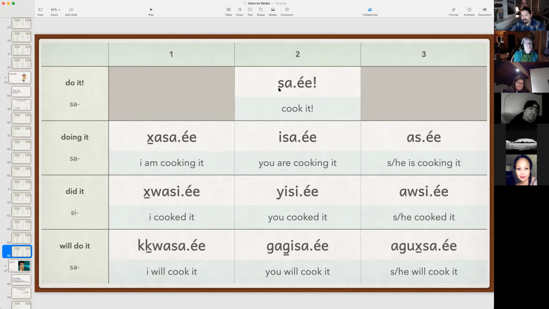So Tlingit, it's a very predictable language. There's lots and lots of pieces, but it's very predictable. You just got to learn what these pieces are and how they start moving when we move the verb around. Any questions?